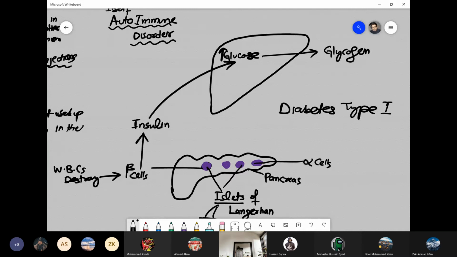And in this case, the person will have to take injections of insulin throughout her life or his life. The insulin is not made because all the beta cells are dead, because the white blood cells destroyed them.